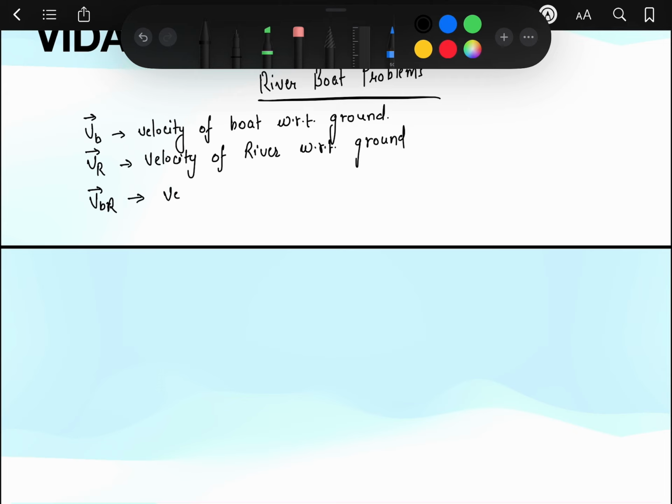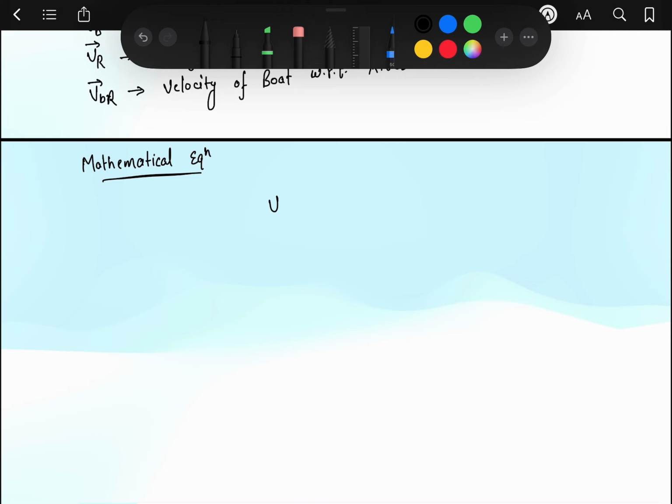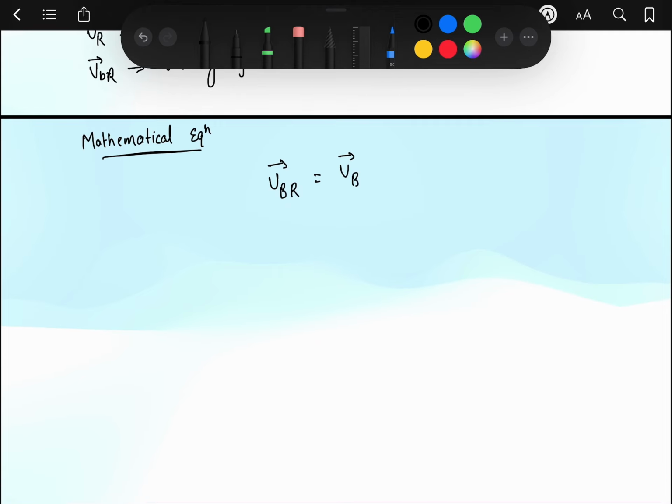Vbr will be the velocity of boat with respect to river. Now let us write the mathematical equation that is very much useful. The important equation is: velocity of boat with respect to river will be equal to velocity of boat minus velocity of river with respect to ground.